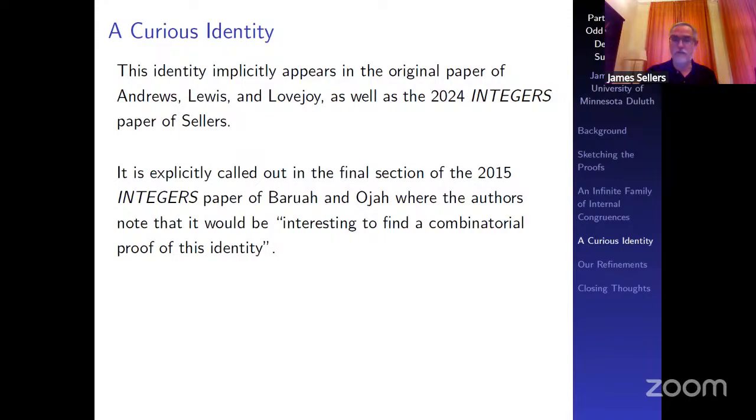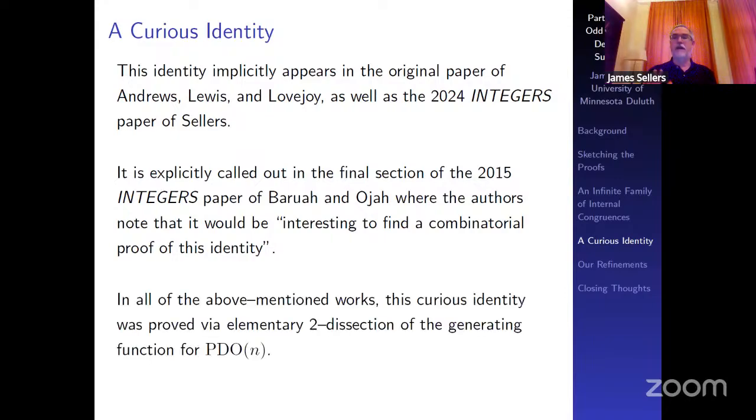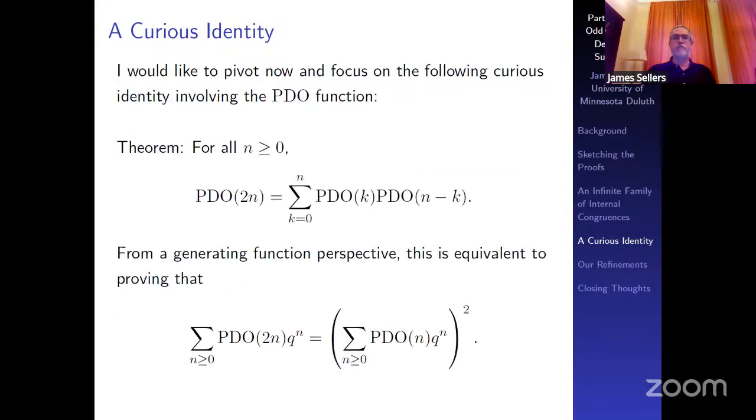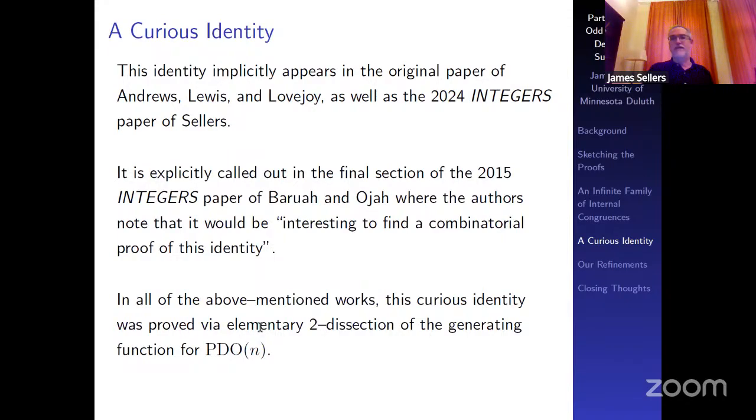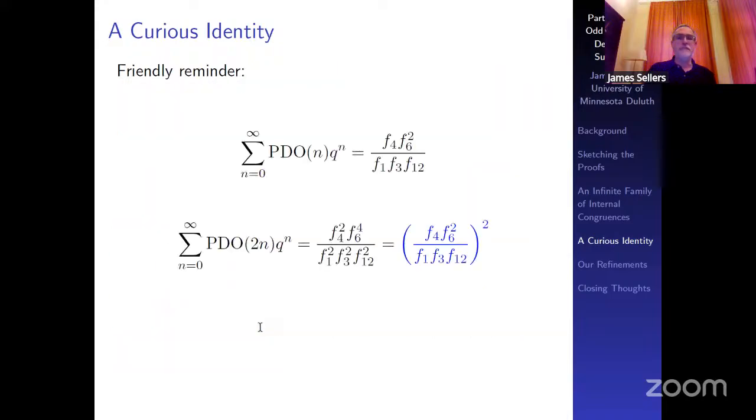I totally agree. The way that all the other authors have ever proven this result that's on this screen is to simply do the 2-dissection to get this thing at the bottom. So this is all just generating function manipulation. There is nothing combinatorial about what's going on. So I really appreciate this explicit call from this 2015 paper to try to find a combinatorial proof. So again, this is my reminder to you.